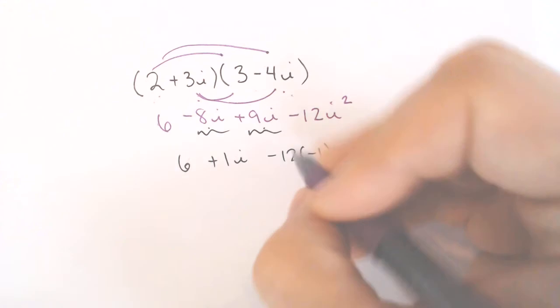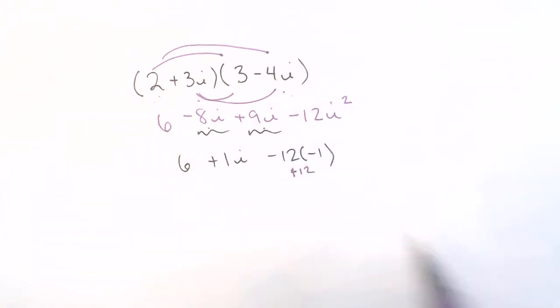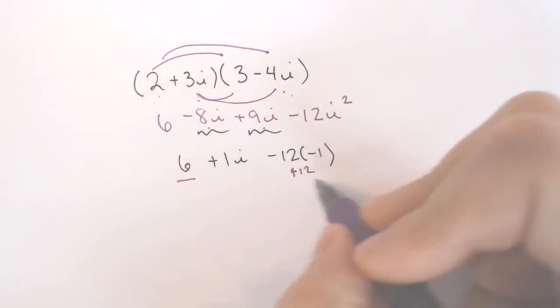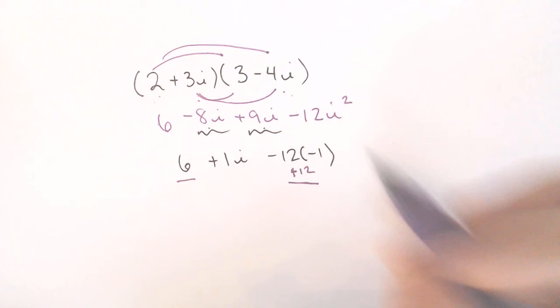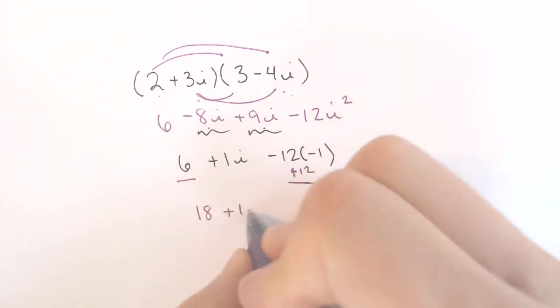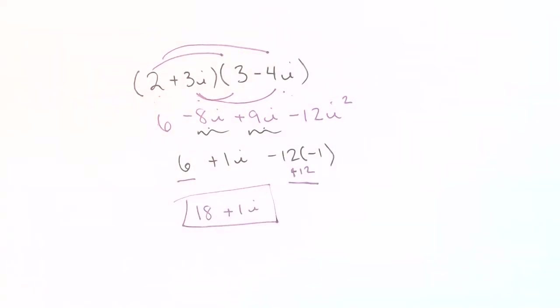And if we were to take that positive 12 that it really is and combine it with the 6, because these are both now like terms, if you combine this positive 12 and that 6, you end up with 18 plus 1i. And that is our final answer.